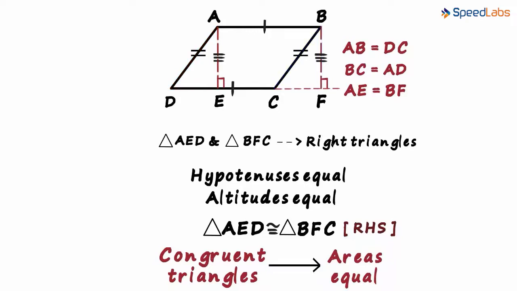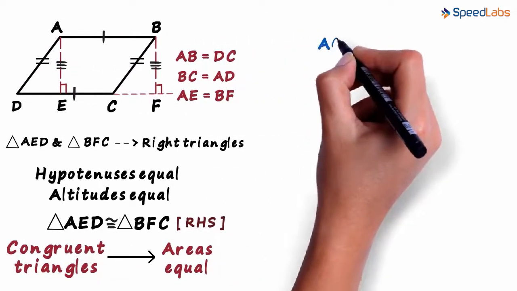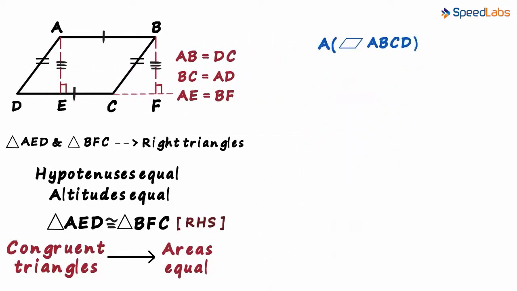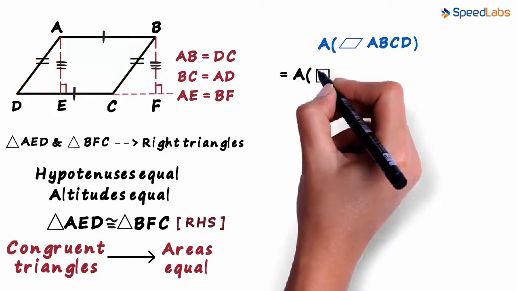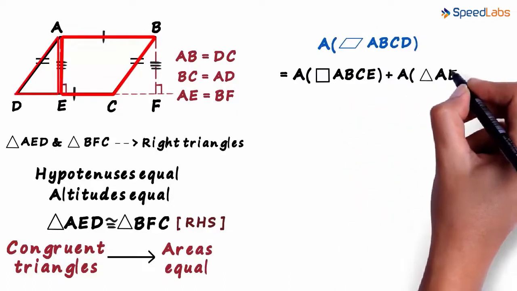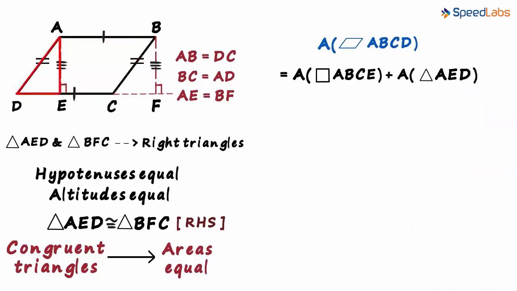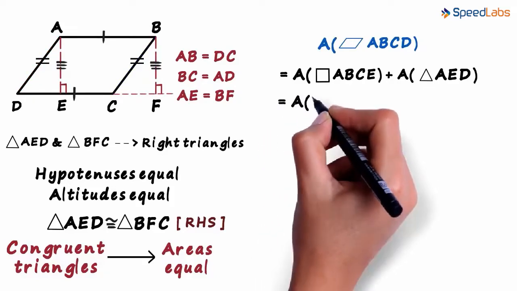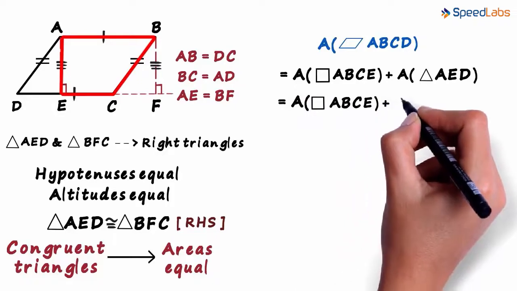We need to find the formula for the area of a parallelogram. That is, area of parallelogram ABCD. Look at it carefully. It will equal the sum of this figure plus this triangle. It will equal the sum of areas of quadrilateral ABCE and triangle AED. As the area of triangle AED is equal to the area of triangle BFC, we can also write it as the sum of areas of quadrilateral ABCE and triangle BFC.